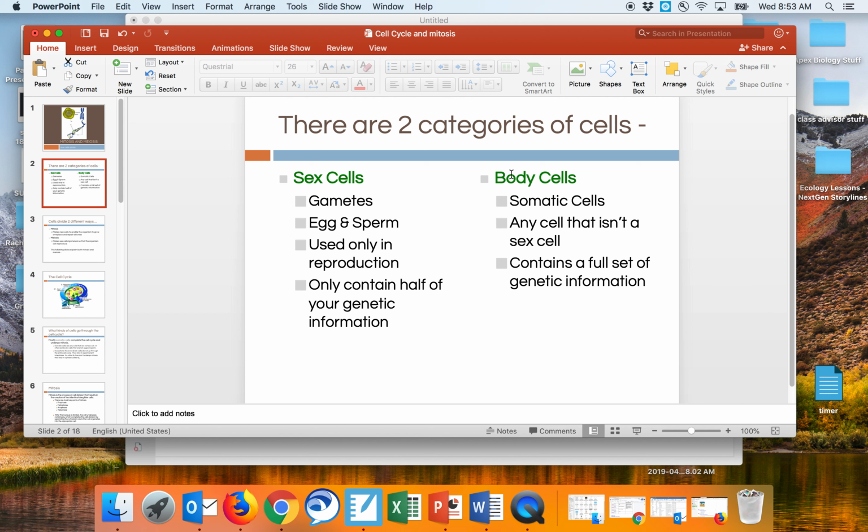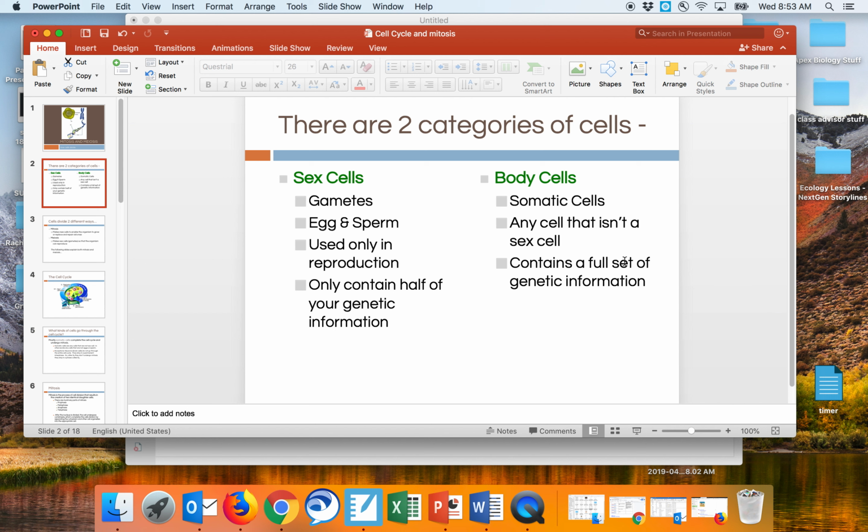The second type of cell is called a body cell. Those are also sometimes called somatic cells, and those are any kind of cell that isn't a sex cell. Those cells contain a full set of your genetic information.